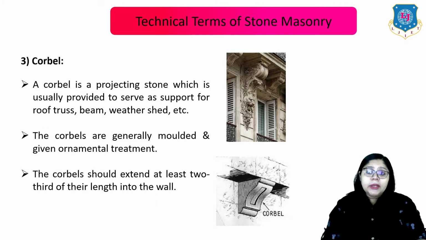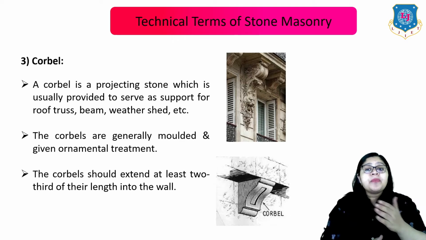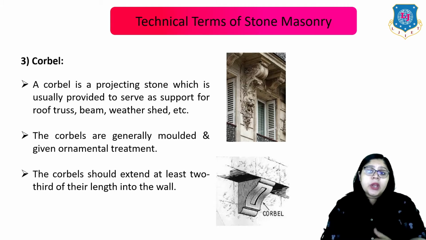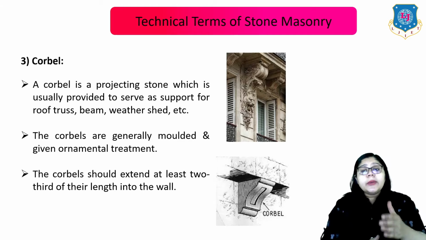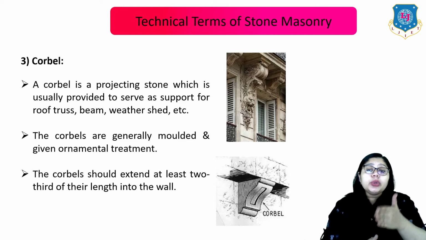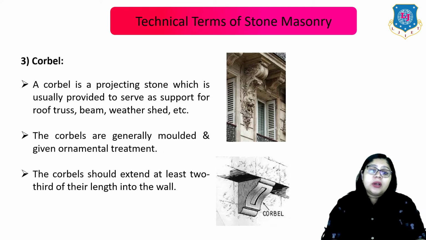Next is the corbel. A corbel is a projecting stone which is usually provided to serve as support for roof truss, beam, weather shades and so on. The corbels are generally molded and given ornamental treatments. The corbel should extend at least two-thirds of their length into the wall as shown in this figure. Right? You can see the extended portion, that is the corbel.